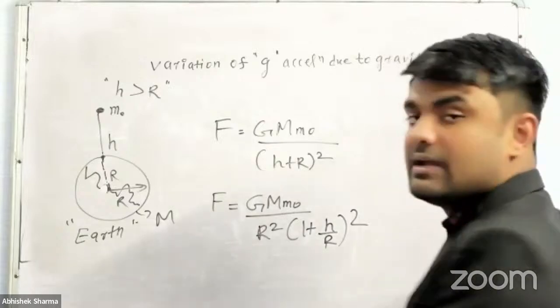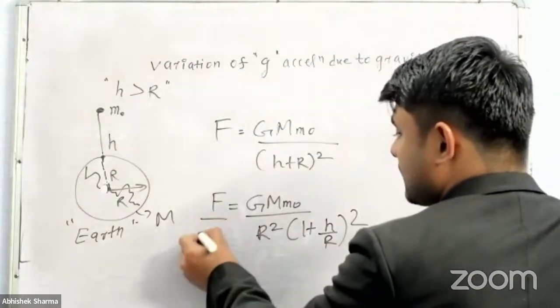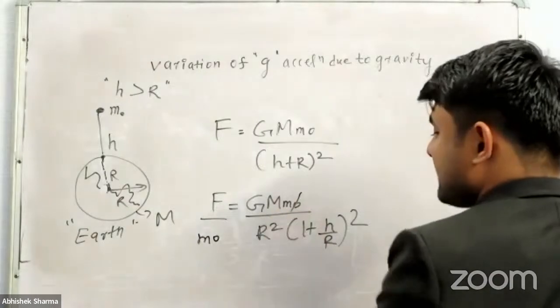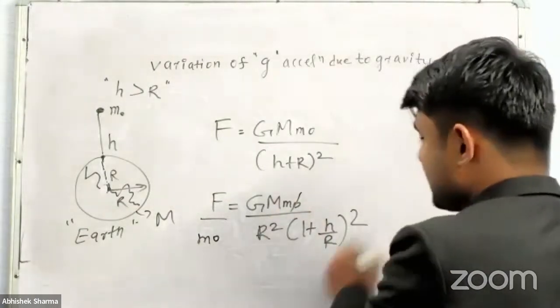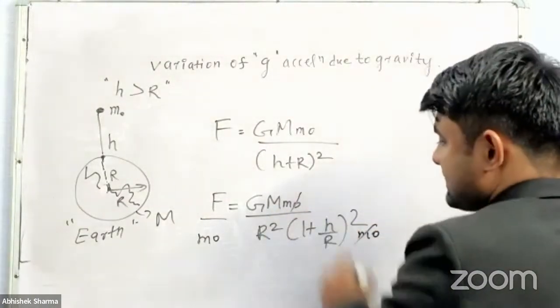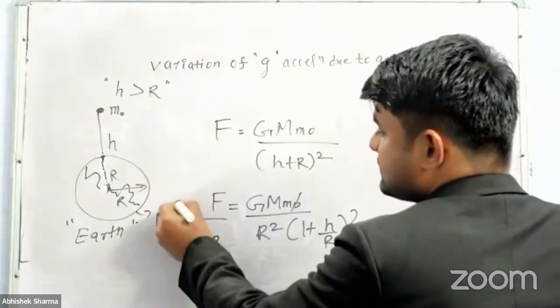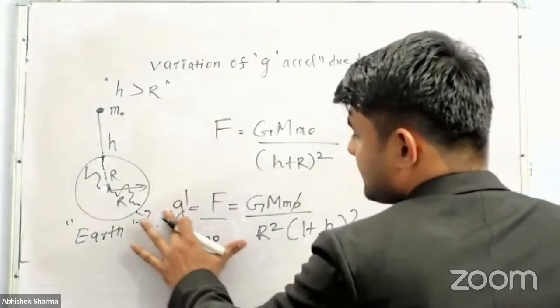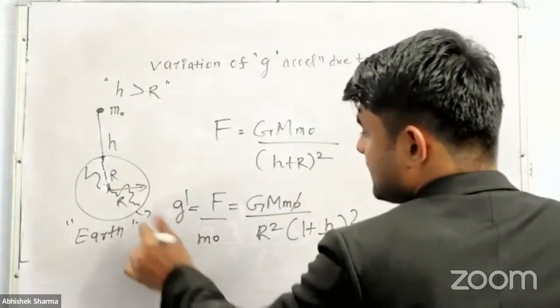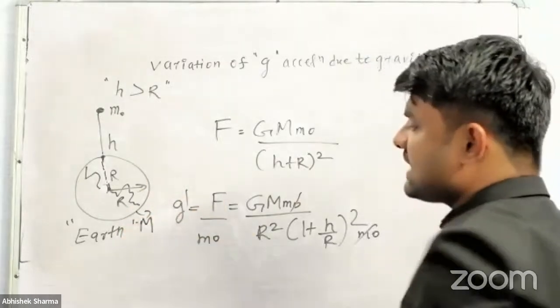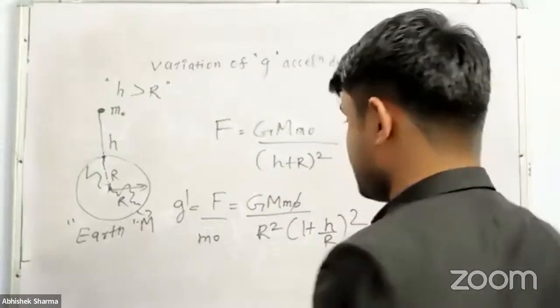Now remember, if I divide both of the sides by m naught, this will cancel automatically. You know the reason, because I've divided it. Okay, let me write it here. It's cancelled. This is again a generalized acceleration due to gravity. This is the generalized acceleration due to gravity expression.